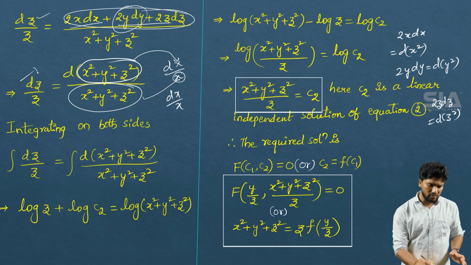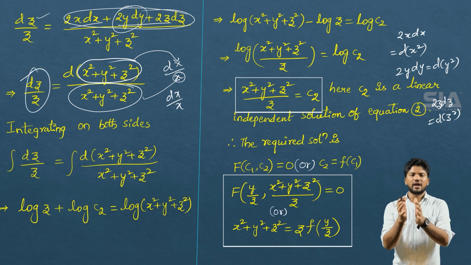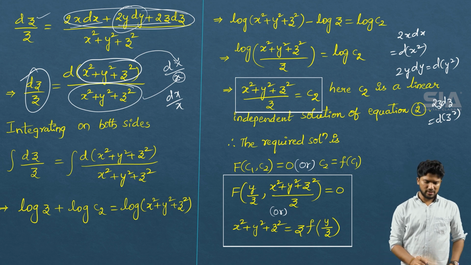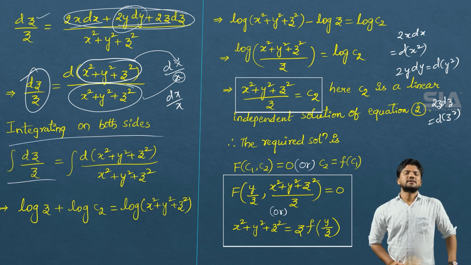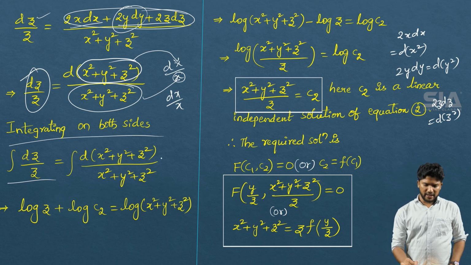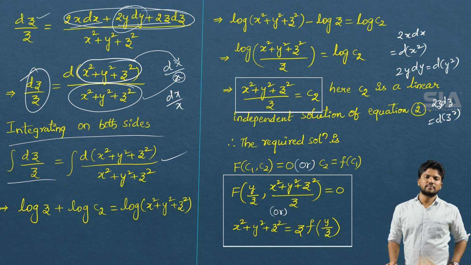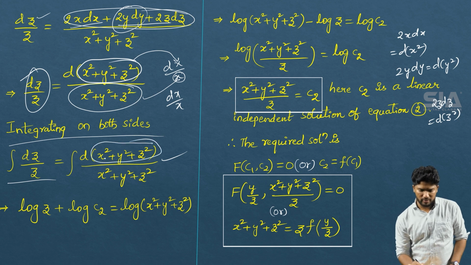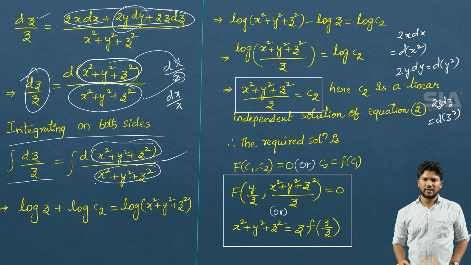In LHS you have dz by z, then in RHS you have dx by x. It is clearly a separable variable format. So apply integration on both sides. Integration of dz by z is equal to integration of d of (x square plus y square plus z square) by (x square plus y square plus z square). Here, whatever variable you have, that is the variable in the denominator.